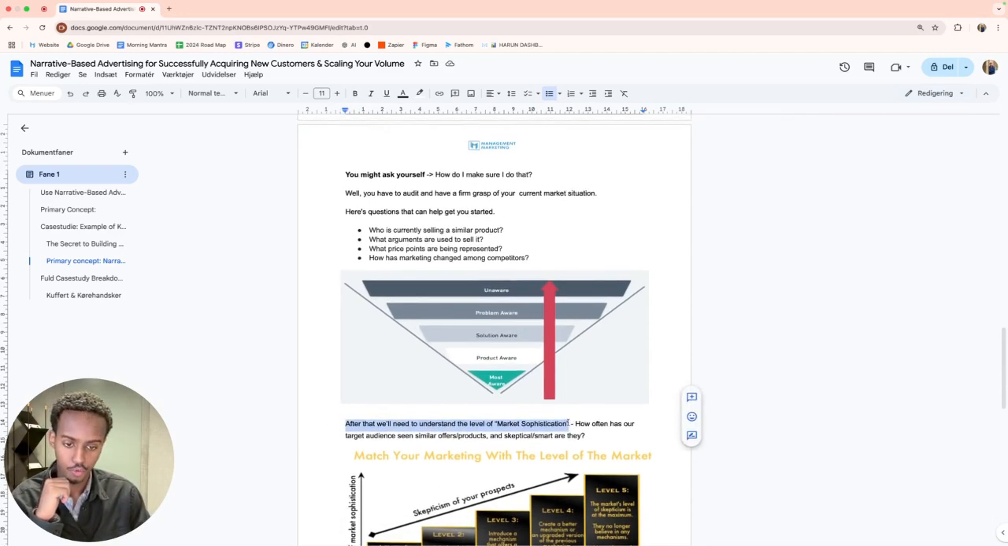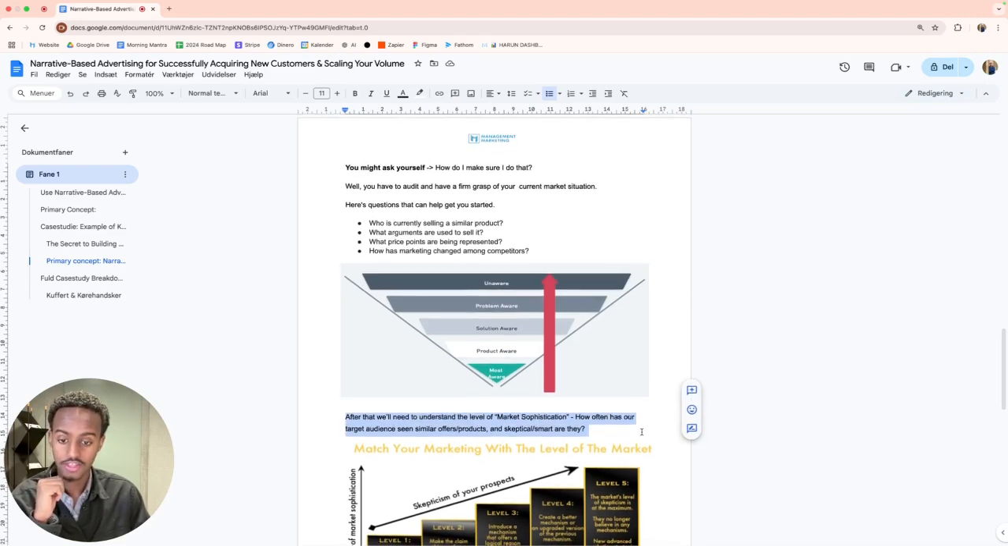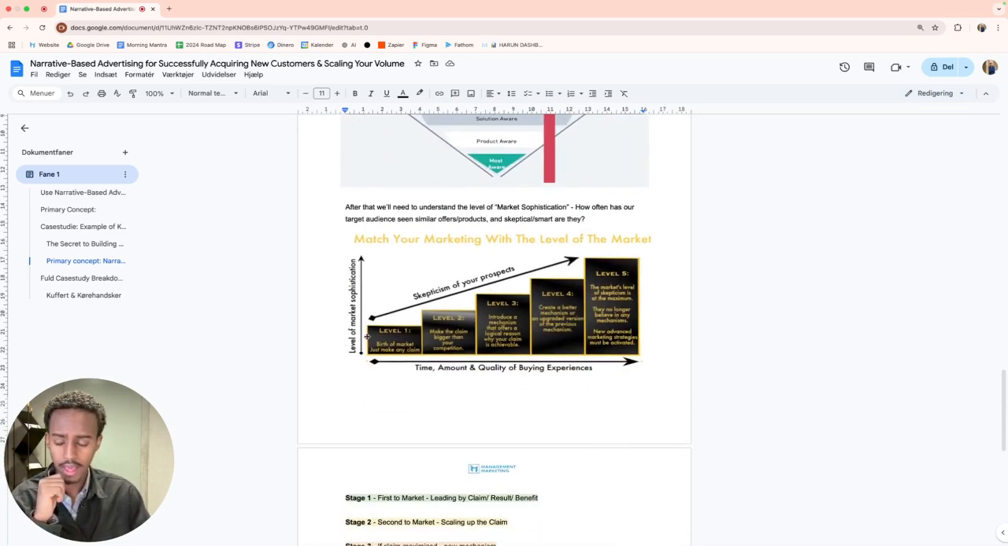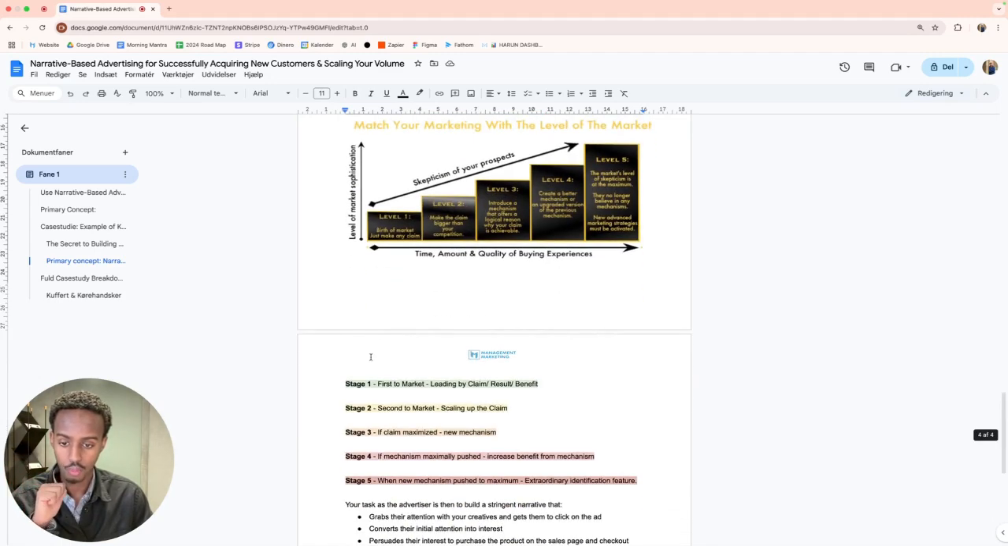And after that, you will also need to understand the level of market sophistication, which pretty much means how often your target audience has seen similar offers or products, and how skeptical and smart they are. And to essentially sum it up, there are 5 levels of sophistication.